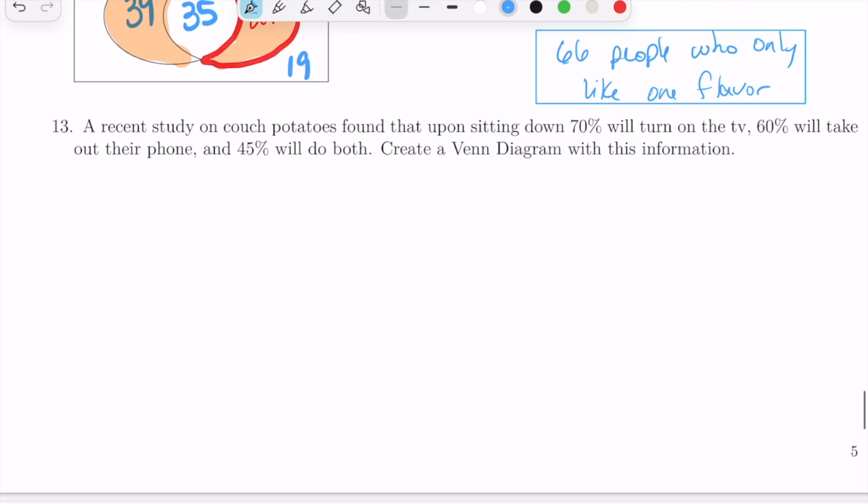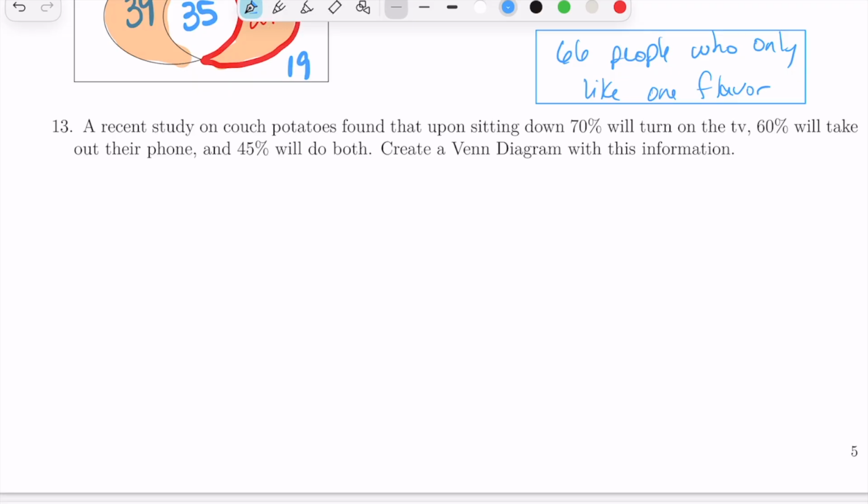All right, this is the last one of these. A recent study on couch potatoes found that upon sitting down, by the way, I had a student ask me, what's a couch potato? I've never heard of that before, which was surprising to me, but let's just be clear. Maybe not everyone uses this term. A couch potato is someone who might be deemed a little bit lazy, someone who just sits down on the couch and just wants to watch TV, or not do anything. We might call them couch potatoes.